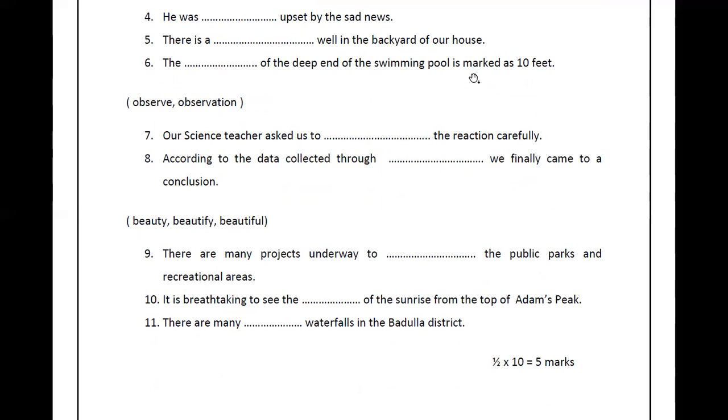Our science teacher asked us to observe the reaction carefully. The science teacher has asked us to look or watch the reaction carefully, right? So that means observe the reaction carefully. If we put observation there, it doesn't make sense, right? According to the data collected through observation, we finally came to a conclusion. So we look at the data which we have collected through observation and then we come to a conclusion. Clear? So the word here is observation.